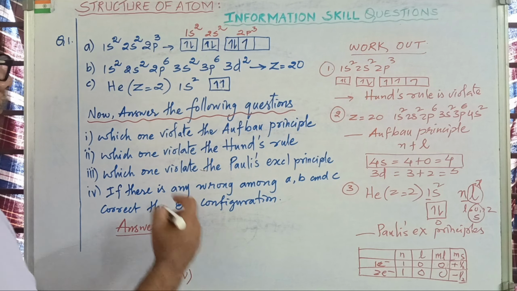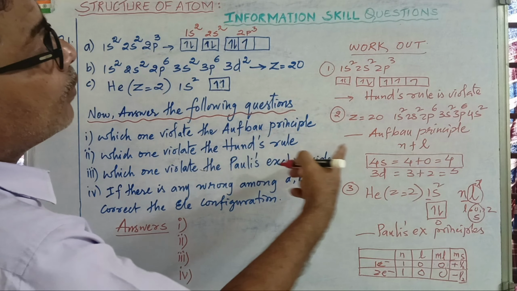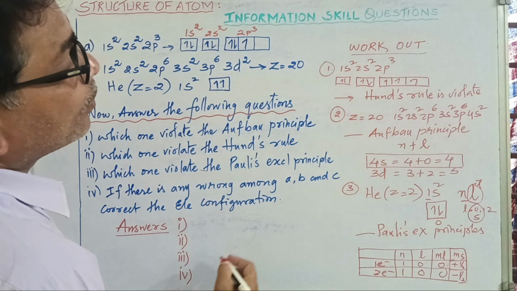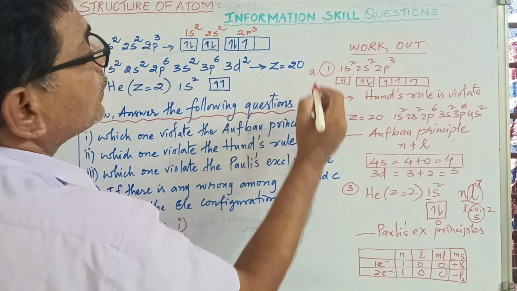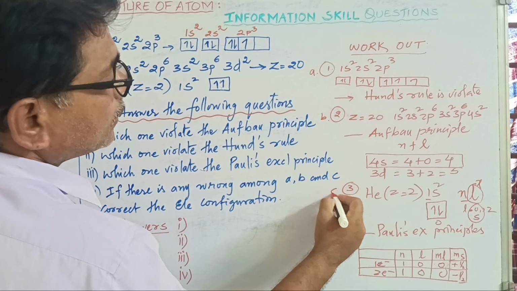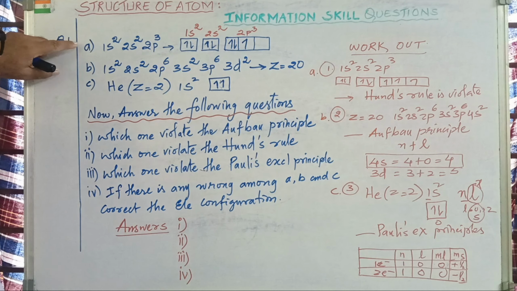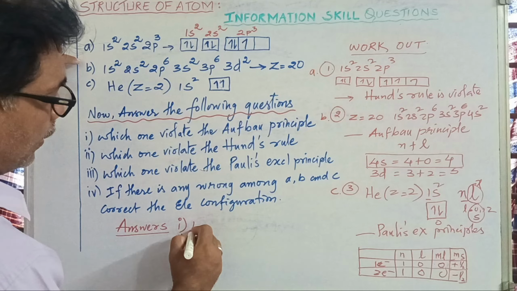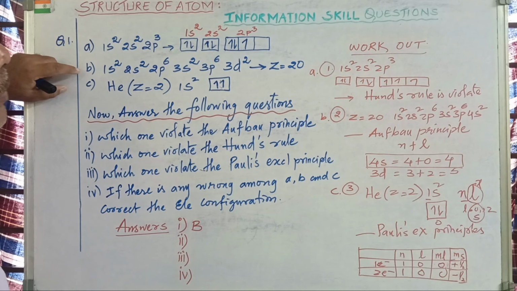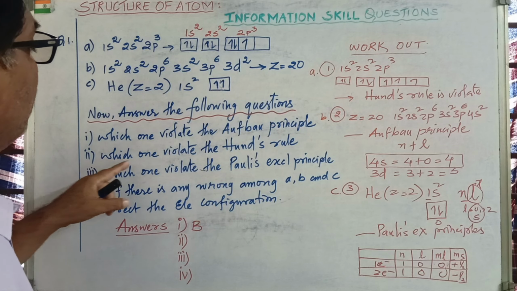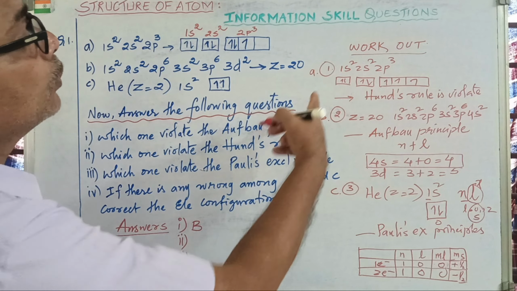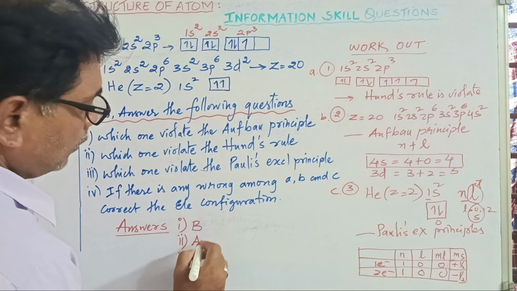Now we will see the first case. Which one is violating Aufbau principle? It is the second one, where we have to consider this as A, this as B, and this as C according to your given question. So B is violating the Aufbau principle. Then which one is violating Hund's rule? A is violating Hund's rule.